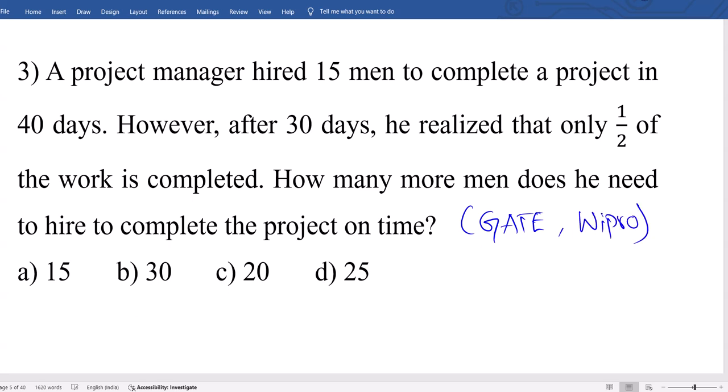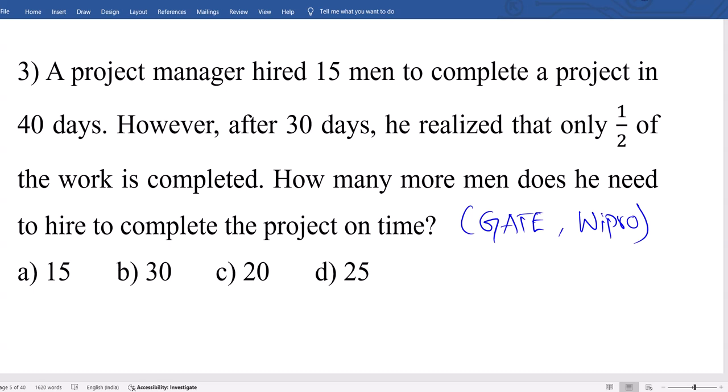Now see this question, sir. You may be thinking about completing the work. 15 men can complete the work in 40 days. At the start of the project he thought of that, but what is the reality? 30 days means more than half of the time, right? 40 days, half of the time means 20. But here, 30 days completed, more than half of the time completed, but work completed is half.